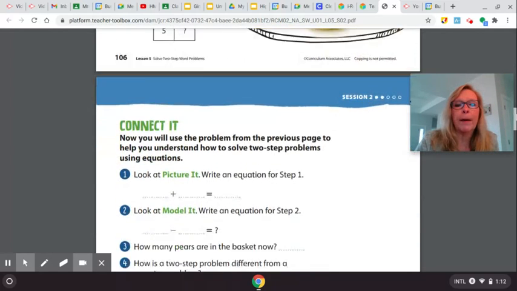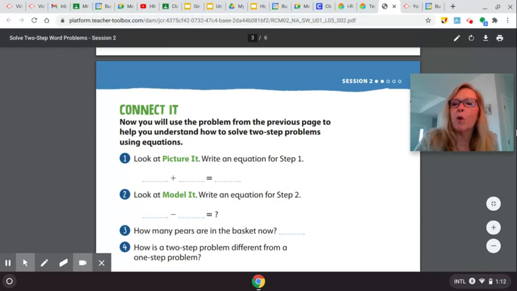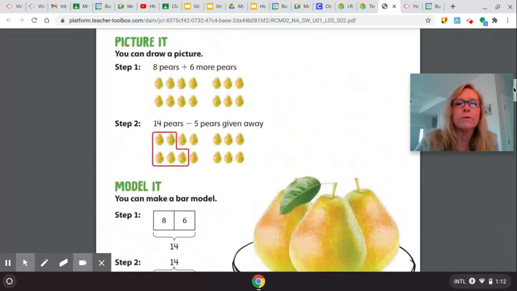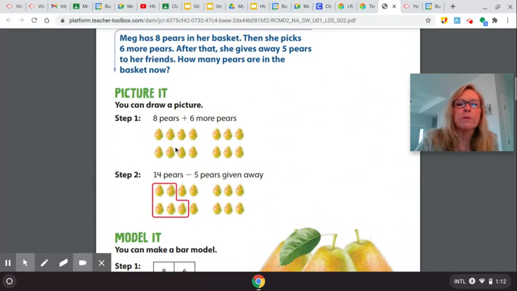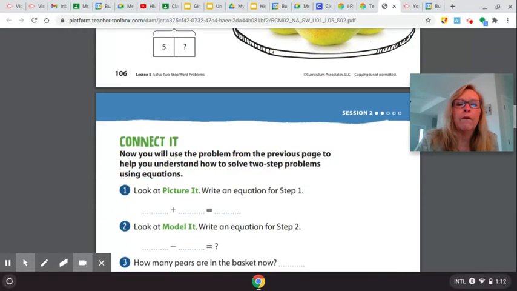Now we're going to talk about it. So now you'll use the problem from the previous page. So you're going to have to go back and forth just like I will. Look at picture it and write an equation. So I'm going to flip back up for picture it. So here's my numbers. 8 plus 6 and then 14 take away 5. Okay. So the first one would be 8 plus 6 and we figured that equals whatever.